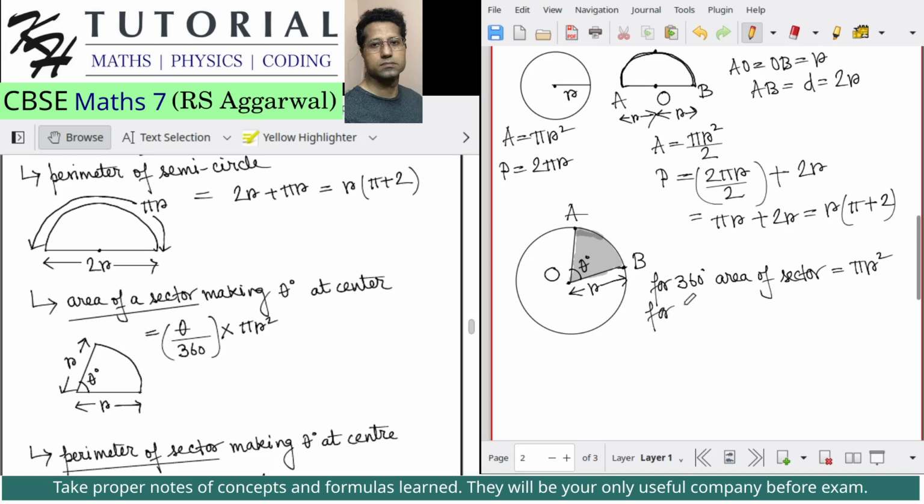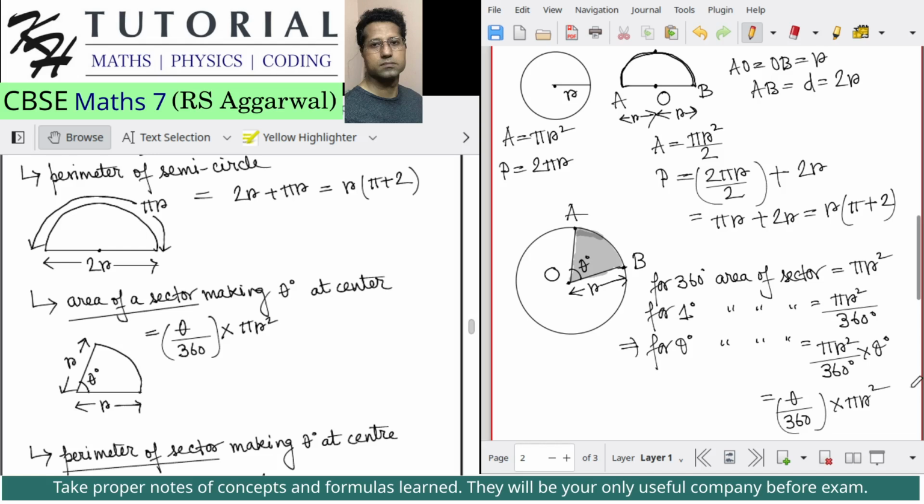Now for 1 degree, the area of the sector will be equal to pi r square by 360 degree. So this implies for theta degree, the area of the sector will be equal to pi r square by 360 degree multiplied by theta degree. This is equal to theta by 360 whole multiplied by pi r square.